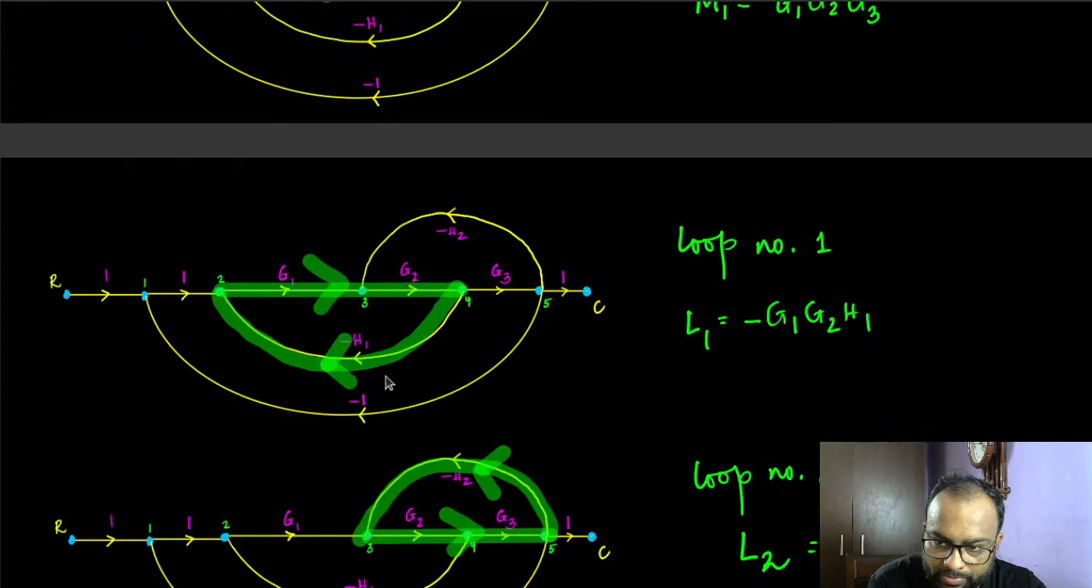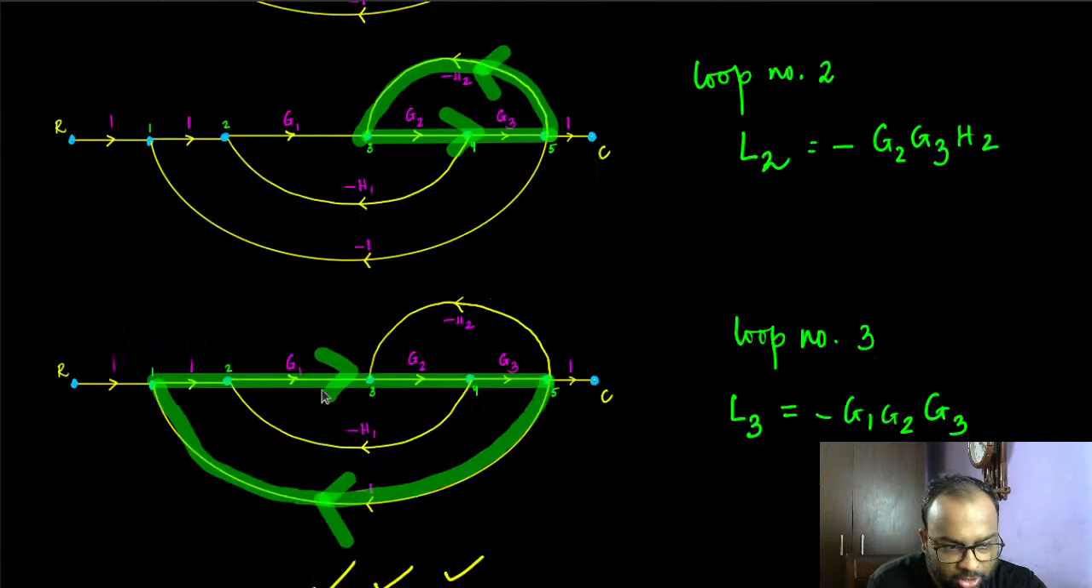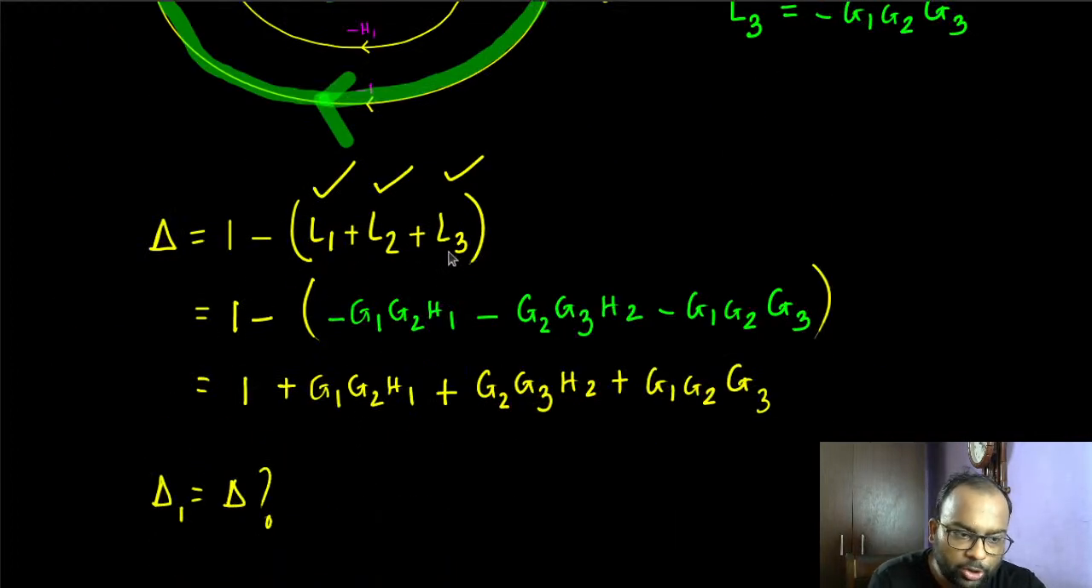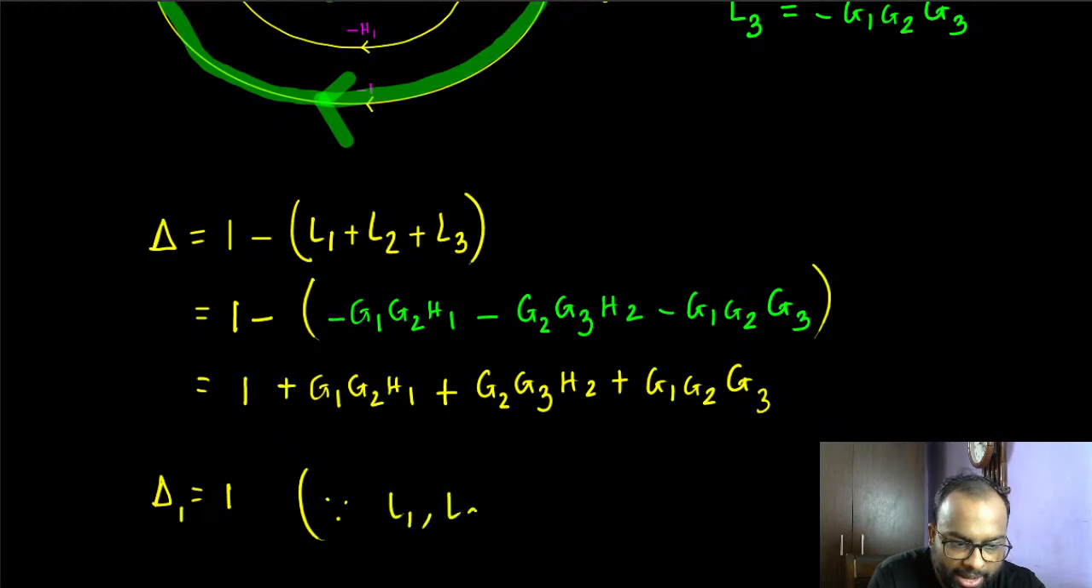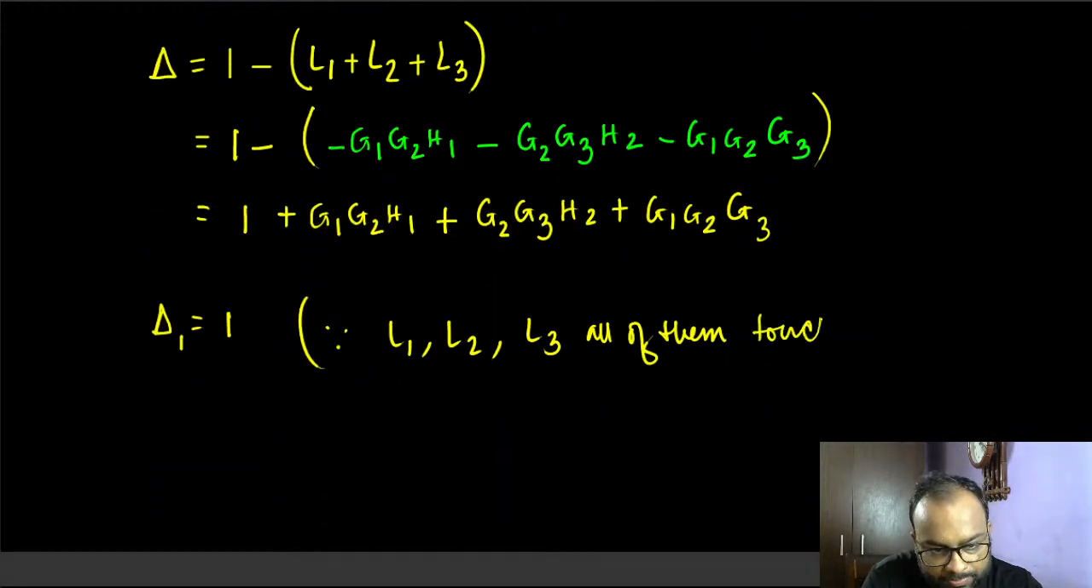Similarly, this one also shares a branch with the first forward path, so it is also disqualified, and this one shares a very big branch with the first forward path, so it is also disqualified. So all the loops, L1, L2, L3, are disqualified. What am I left with? I'm just left with 1. So the result is just equal to 1, since L1, L2, L3, all of them touch the first forward path.